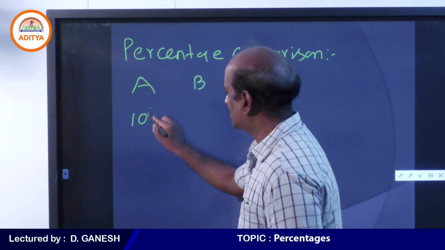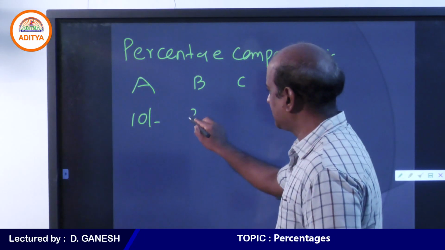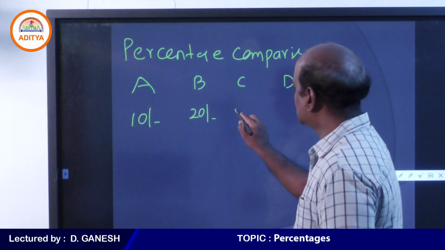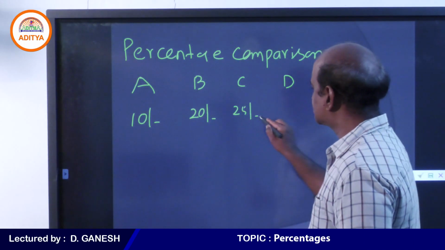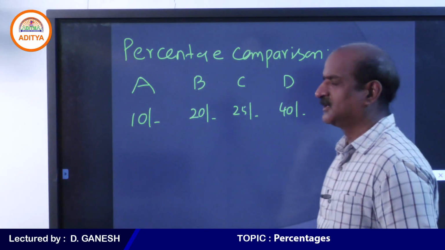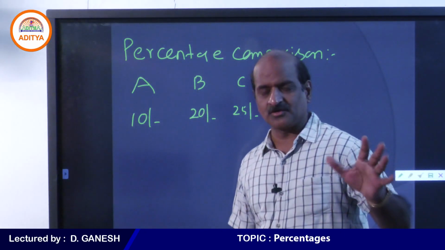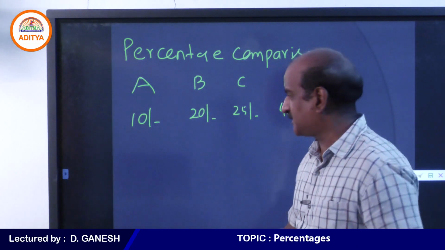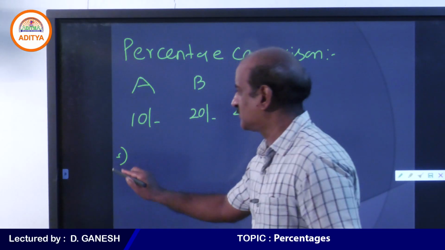A is earning 10 rupees. B is earning 20 rupees. C 25 rupees. And let me suppose D is earning 40 rupees. Please write down one by one. So today I need to tell you what is percentage comparison. Please write down question number 1.